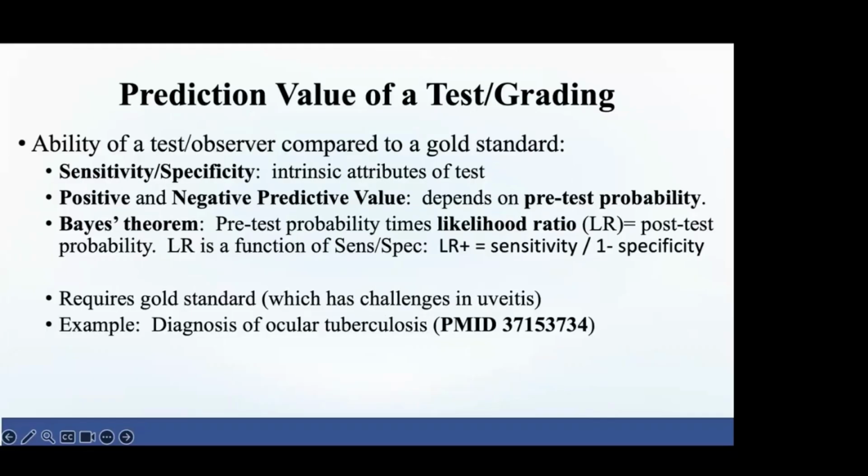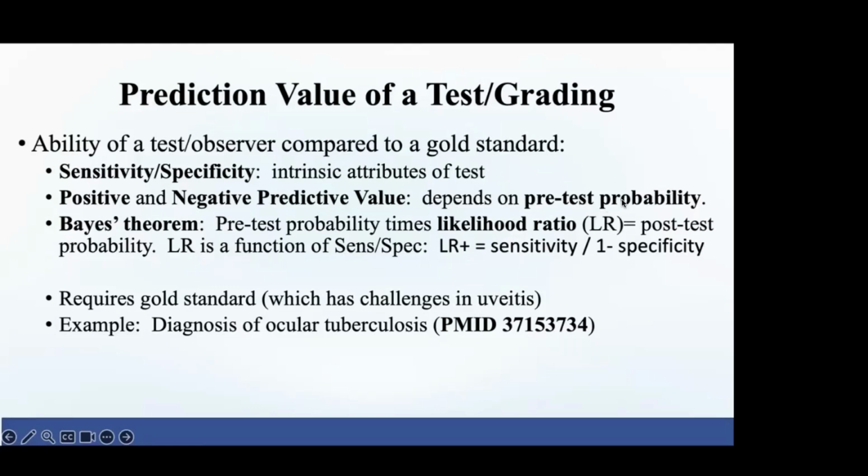This is the paradigm for testing and classifying things accurately. And so we start with a certain certainty that we have of, say, a diagnosis, and then we collect data, and the data, like lab tests, will have a certain sensitivity and specificity, which are intrinsic attributes of the test. And then the positive and negative predictive value will depend on the pretest probability.